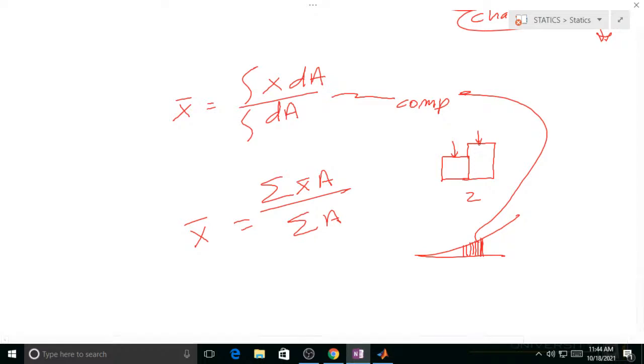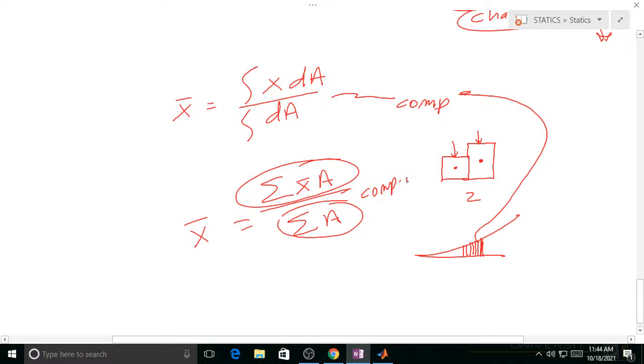I did some, was it Wednesday, I think? And in that, you just say, I've got a centroid there, I know where that one is, I know where that one is. And you do this summation and that summation, and it's easy. So this is what's called composites, where you just have a finite number of things to sum up. And they're given, and they're pretty straightforward.